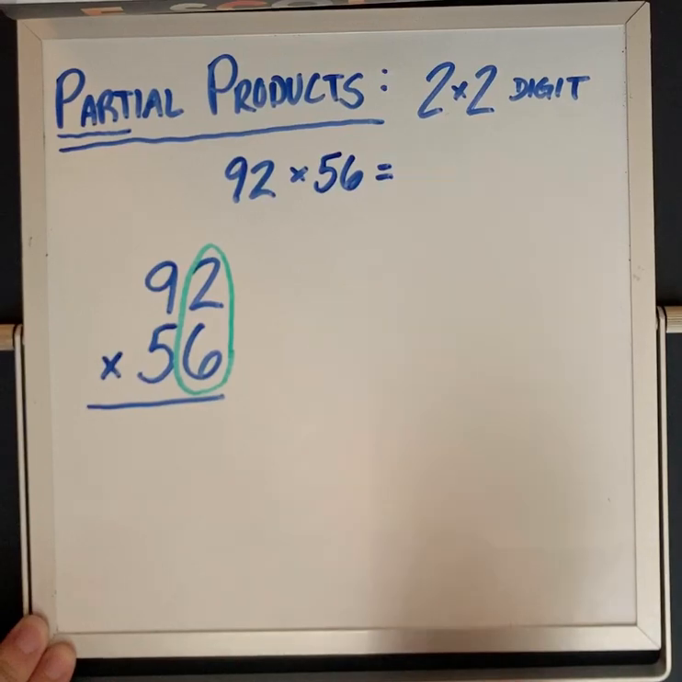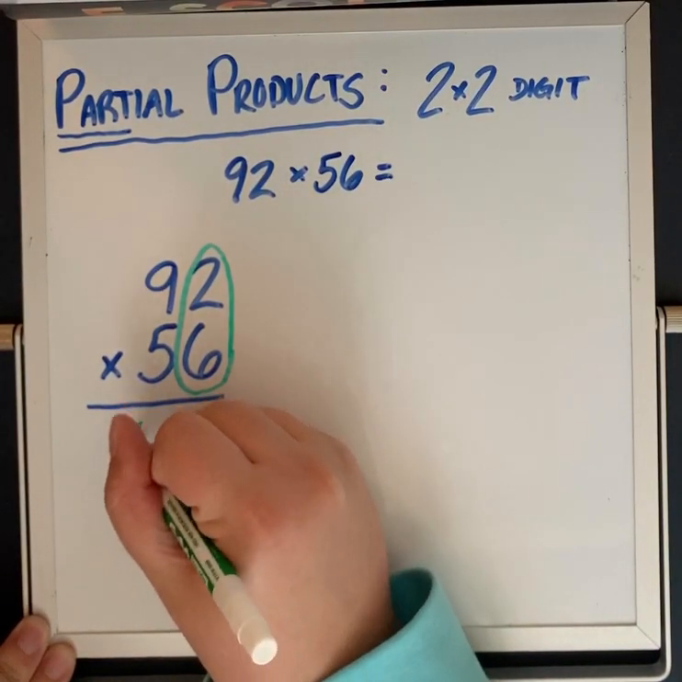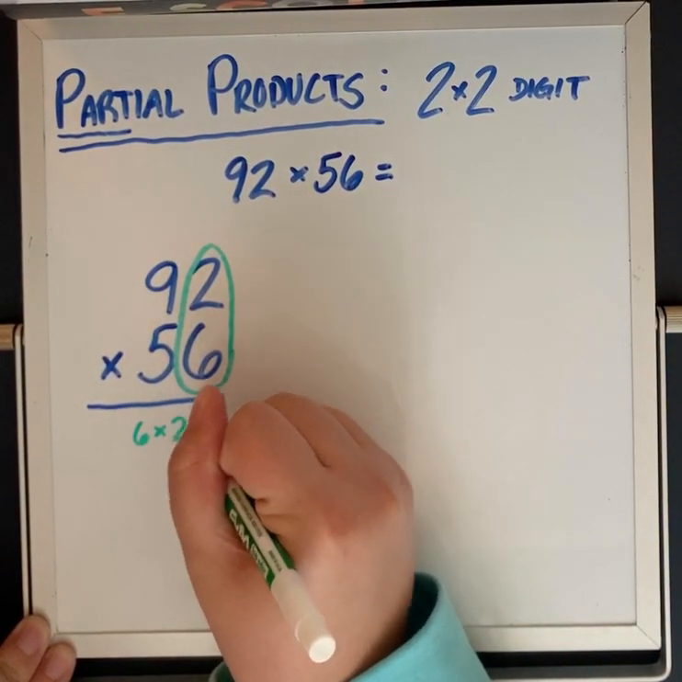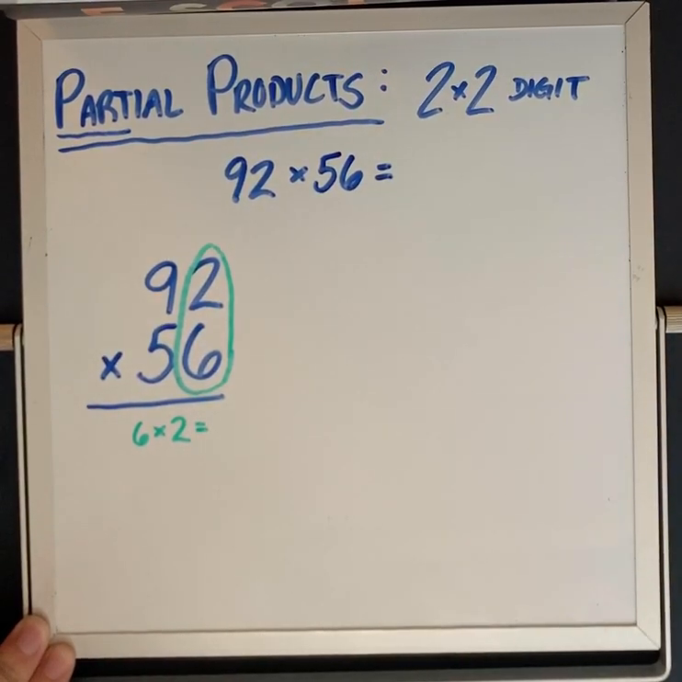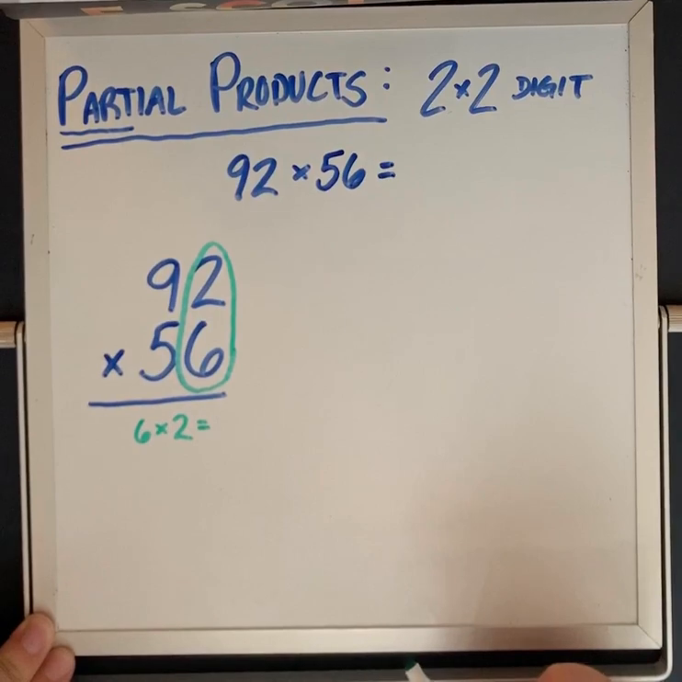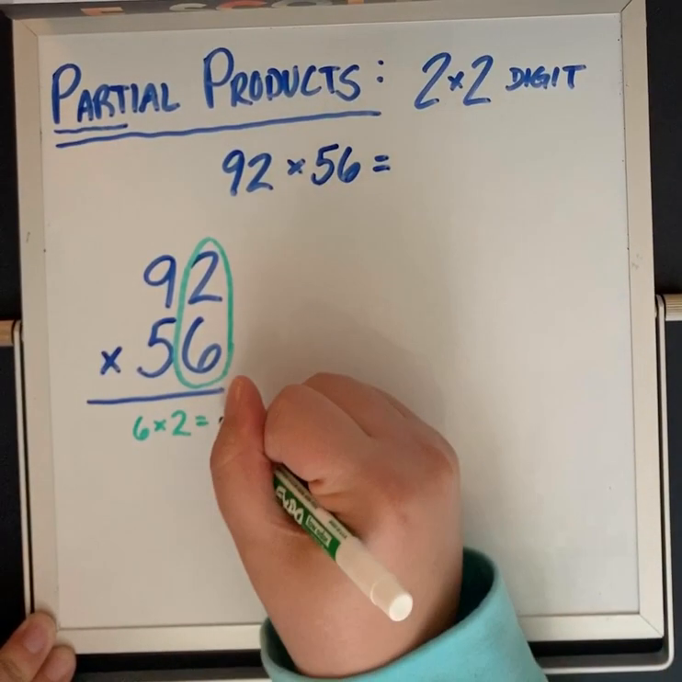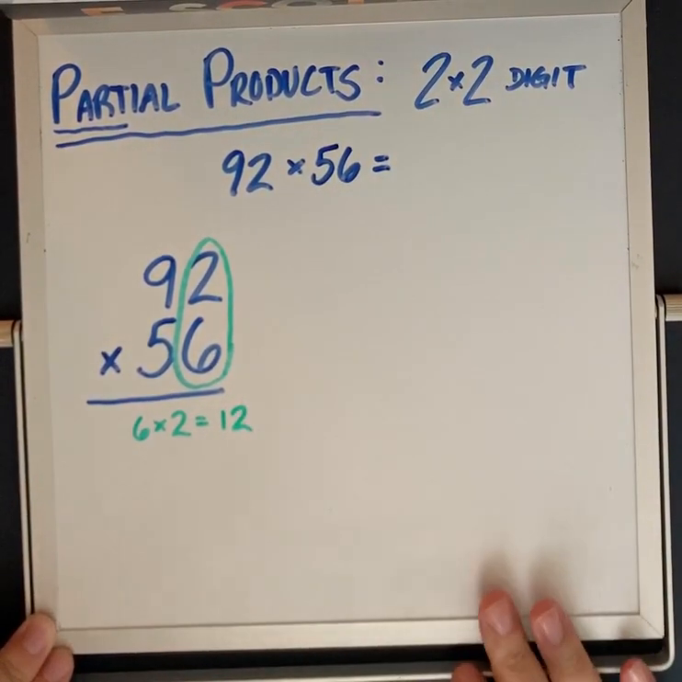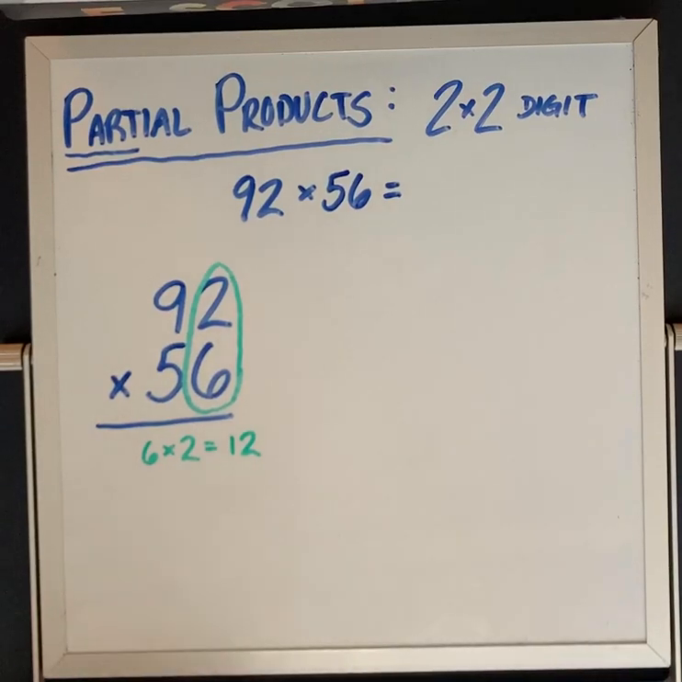This gives us 6 times 2. Again, to do that, we were multiplying our ones times our ones. 6 times 2 is equal to 12. That is one part of our product or our answer.